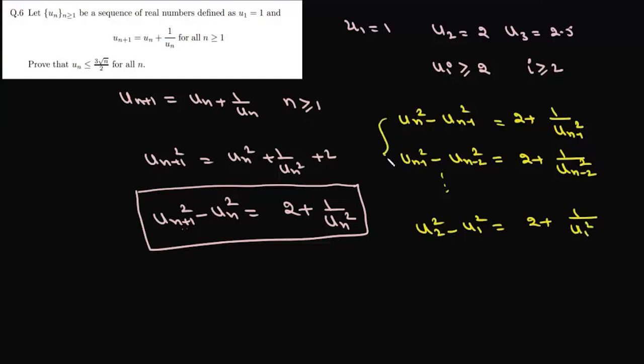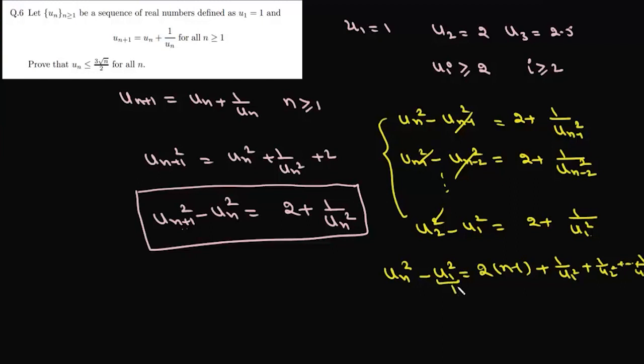Now if we add all of them, these successive terms will cancel, so we can write un² - u1² = 2 + 2 + 2, from 1 to n-1, n-1 times, so there will be 2(n-1), plus 1/u1² + 1/u2² up to 1/u(n-1)². Now u1 is 1, so we can write un² - 1 = 2n - 2 plus, u1² again is 1, and u2², u3², up to u(n-1)².